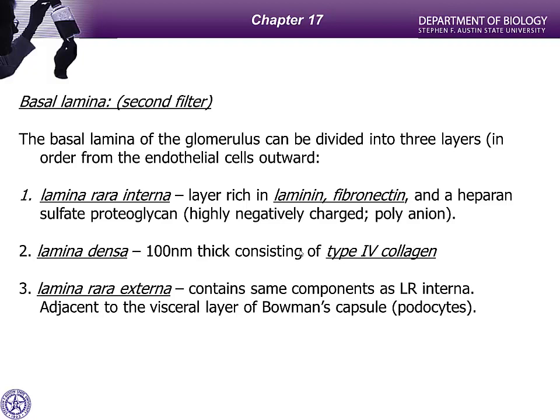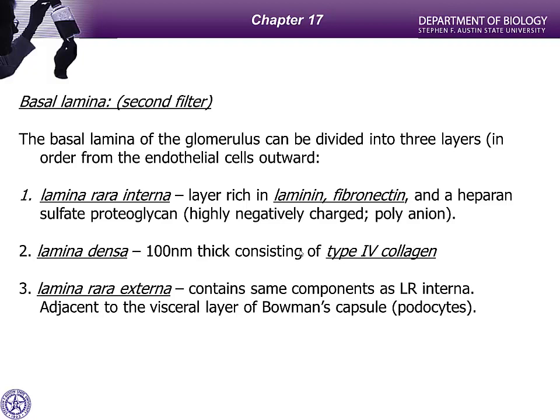Now, I said epithelial cells have two layers, the lamina rara and the lamina densa. Rara means lighter, densa, of course, means darker. And the lamina densa is darker because it consists of type 4 collagen. Now, this is a much thicker layer than we see with the lamina rara, but the type 4 collagen is going to arrange in what looks like a butterfly net. Type 4 collagen is a meshwork. And so the type 4 collagen is going to present a physical barrier for molecules to pass through. So the lamina rara is an ionic layer. Lamina densa is going to be a size filtration layer.